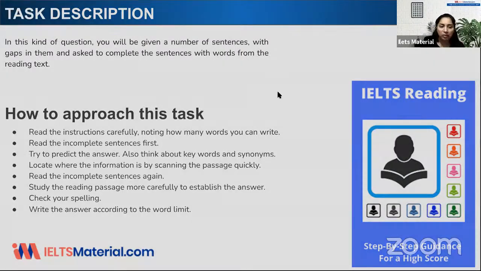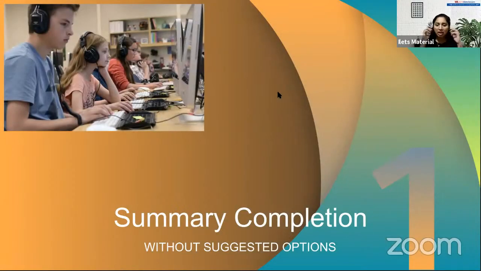Okay. Now, the next one is, let's start with summary completion. Summary completion is, you all know, a compressed form of a small paragraph which has different blanks, and you need to attempt them. Either you have to select the answers from the given options, or you have to take the answers from the passage.